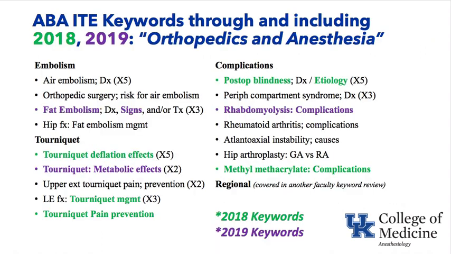So we looked at the orthopedic keywords, including embolization of air and fat. We looked at tourniquet inflation and deflation and some of the bad things that build up in that extremity when a tourniquet is on for an extended period of time. Tourniquet pain and some of the things that we can do to try to prevent it. We looked at ischemic optic neuropathy as a cause of postoperative blindness, compartment syndrome, and the pressures that can build up in a closed compartment with fascia around a damaged muscle. And if that muscle dies and breaks down, rhabdomyolysis and myoglobinuria can occur.